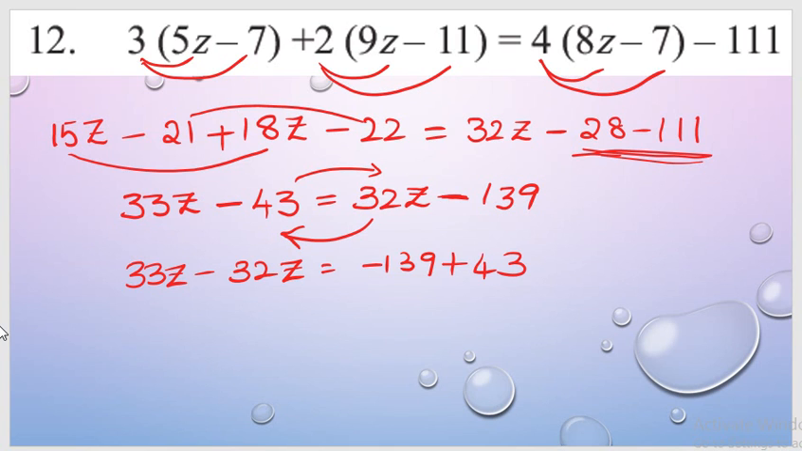So 33z minus 32z is nothing but 1z. So 1z I will be writing it as z is equal to, so minus 139 plus 43. So it is nothing but minus, so how much you will get? So 9 minus 3 is nothing but 6. So we are going to get 96. So z is equal to minus 96. So this is nothing but the value of z.